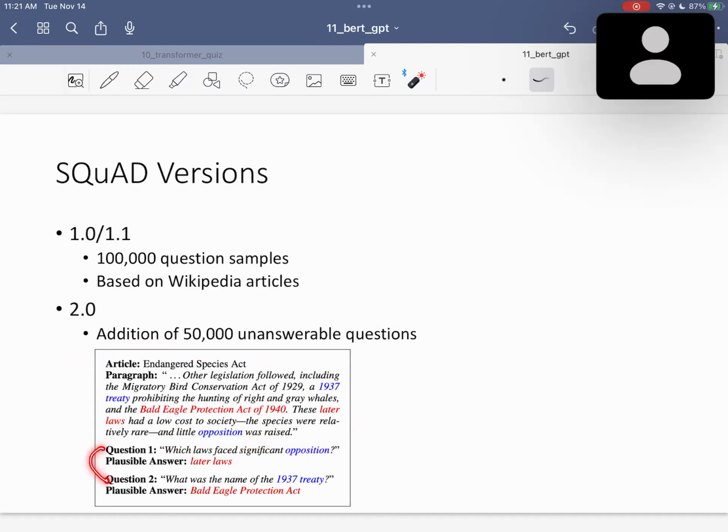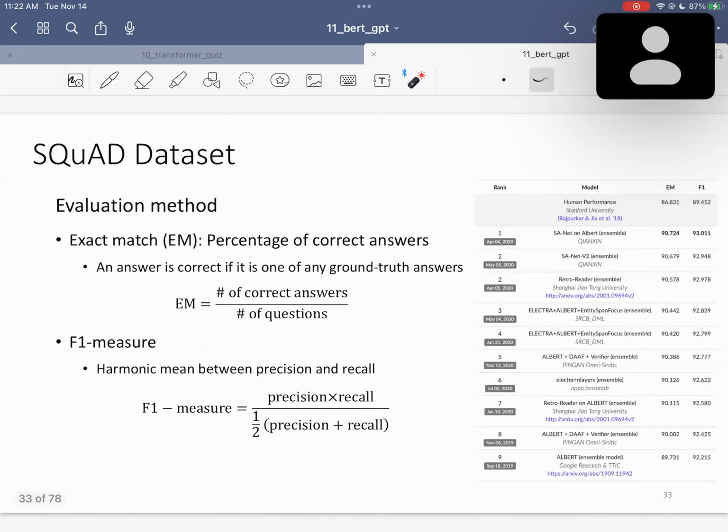these two questions don't have an answer in this reference. They should be unanswerable, but standard models try to answer them. Just looking at the context, they try to get the most likely answer, which is actually wrong, because the model needs to say unanswerable. So there are 50,000 unanswerable questions. The performance is measured by either exact match, whether you did the span detection exactly, or giving you partial credit for partially getting the span right.